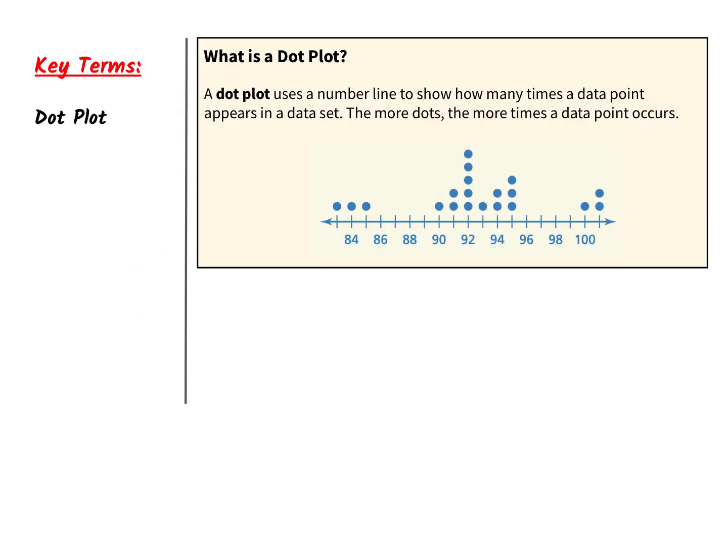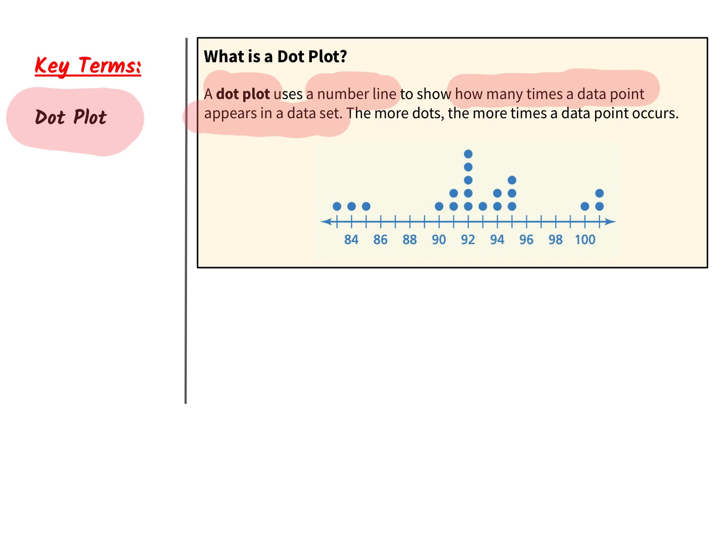The first piece of vocabulary is this cutout that I provided, going over what a dot plot is. We're going to highlight a few things in here, one of them being dot plot, of course. Then underline the words number line, because a dot plot uses a number line to show how many times a data point appears in a data set.